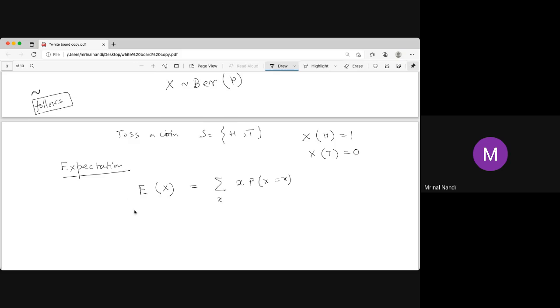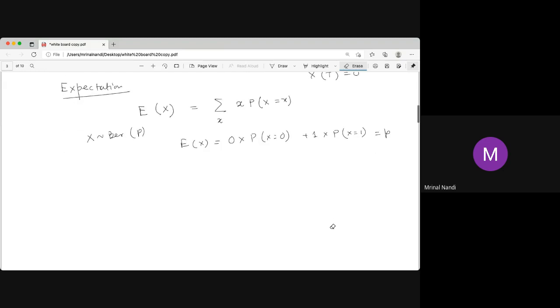So what is the expectation for Bernoulli? If it is Bernoulli P, then this expectation is just 0 into the probability of X equal to 0, plus 1 into the probability of X equal to 1. So that means it's just the probability of X equal to 1. So it is just P. Expectation is P.